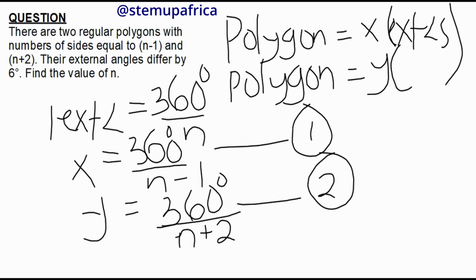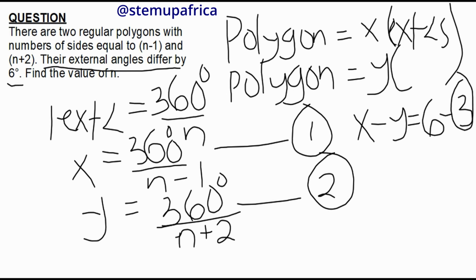But if you look at this statement, let me underline it, we are told that the two external angles differ by 6. It simply means the first external angle minus the second external angle will give us 6. So we could say X minus Y equals 6. Let's call it equation 3. So we can now substitute equations 1 and 2 into equation 3.